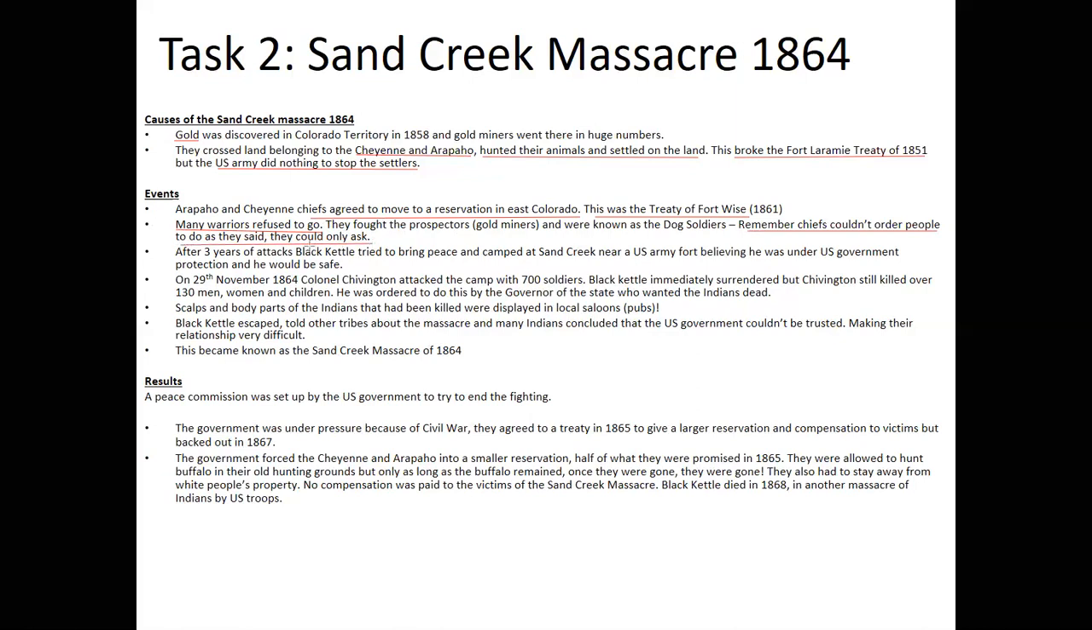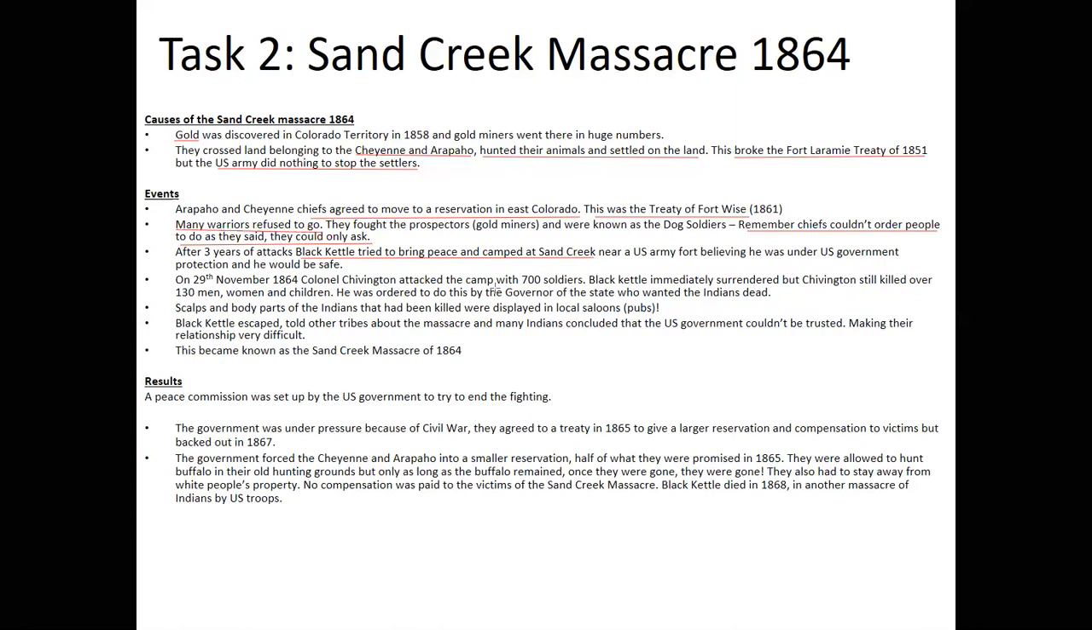Now, after 3 years of attacks, Black Kettle tried to bring peace. So there were 3 years of attacks between the prospectors and these dog soldiers, between the years 1861 and 1864. But after 3 years, Black Kettle decided that it was time to stop, it was time to bring harmony back to these tribes. So what happened was that Black Kettle camped out at Sand Creek near a US Army fort. Now what he believed is that if he camped there, he was under US government protection and he'd be safe.